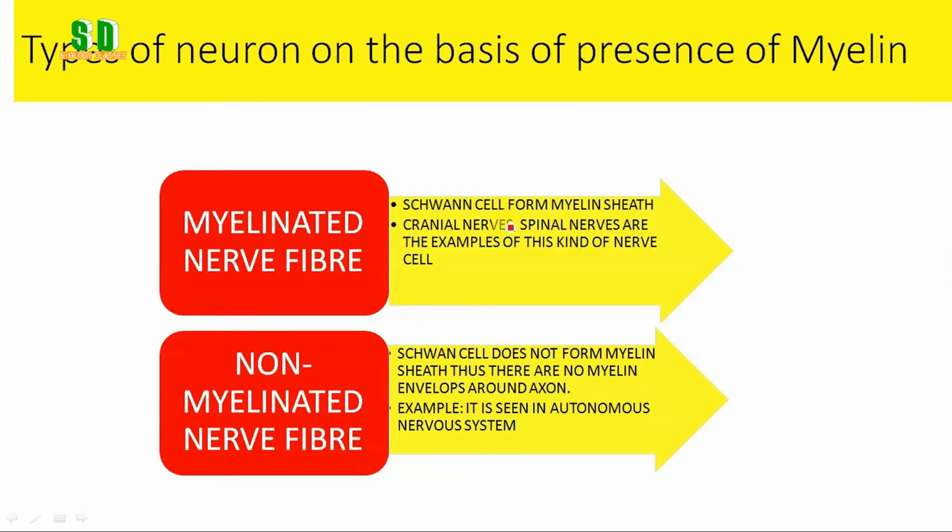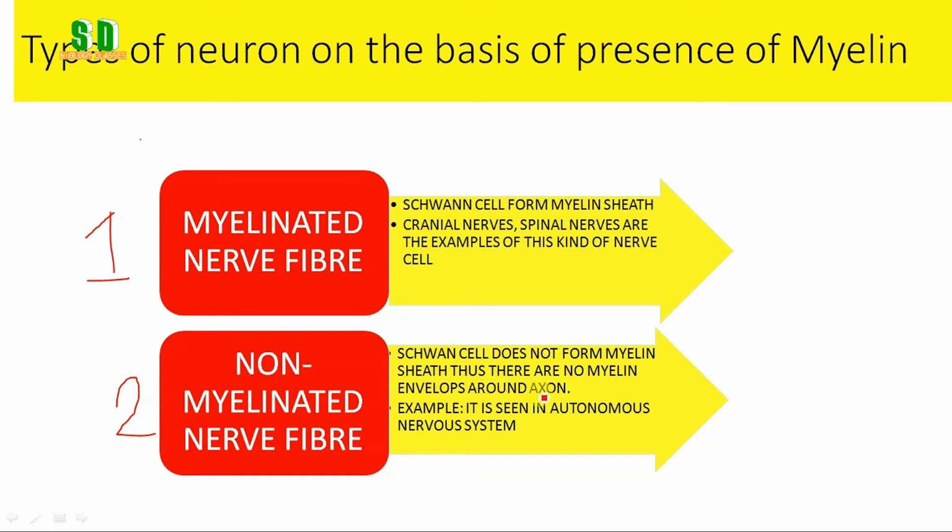When we observe the diagram of neuron, we have seen that there were two types, one myelinated and another one non-myelinated. So on the basis of the presence or absence of myelin sheath, the neurons can further be classified into two groups. First one is the myelinated nerve fiber and the second one is non-myelinated nerve fiber. In myelinated nerve fiber, SWANN cell forms the myelin sheath. And it is generally seen, myelinated nerve fibers are generally seen in cranial nerves and in the spinal nerves.